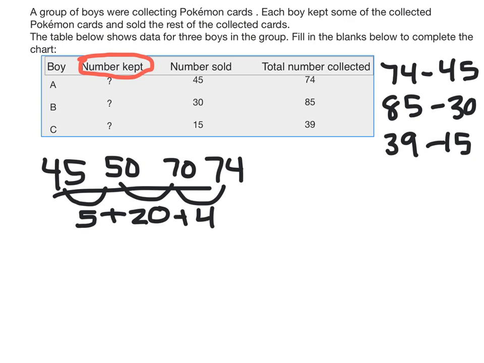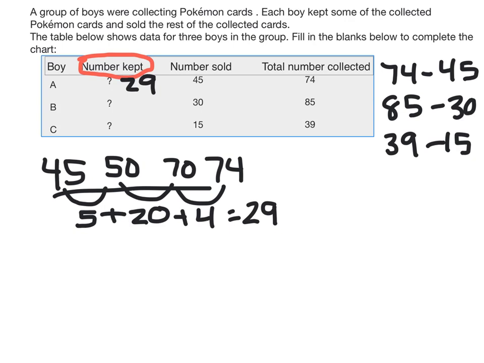So let's go ahead and solve it. 5 plus 20 is going to be the same as 25. And 25 plus 4 is going to give me 29. So I know that this number in here is going to be 29. All right, let's go ahead and solve the next two in our algorithm.